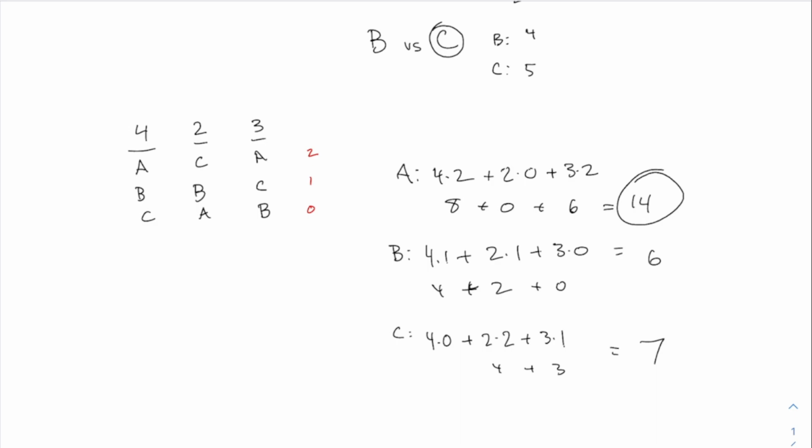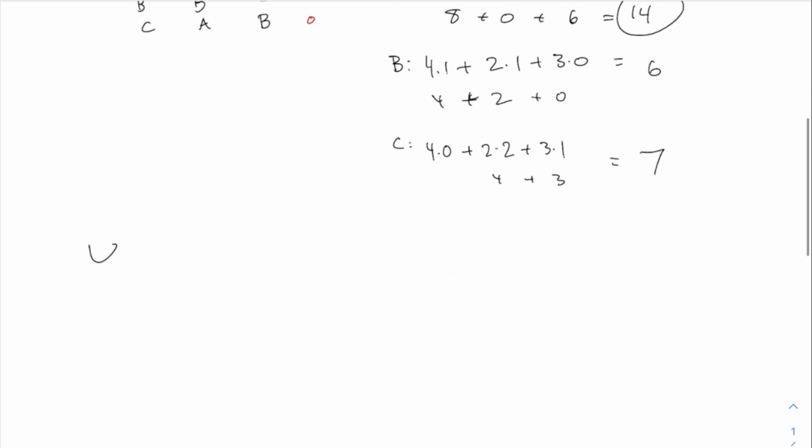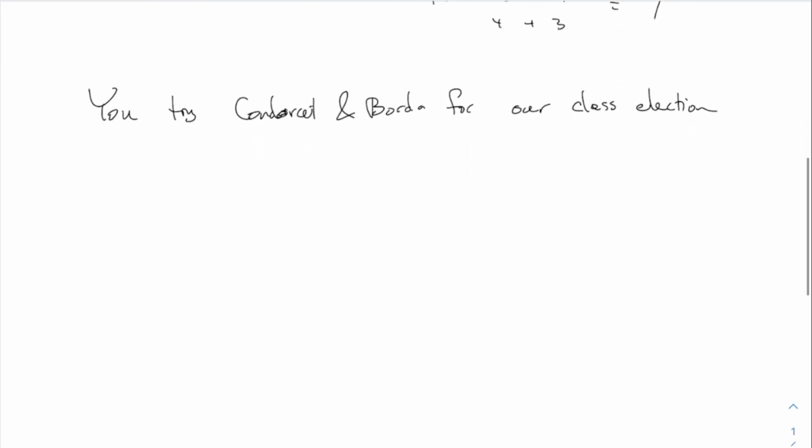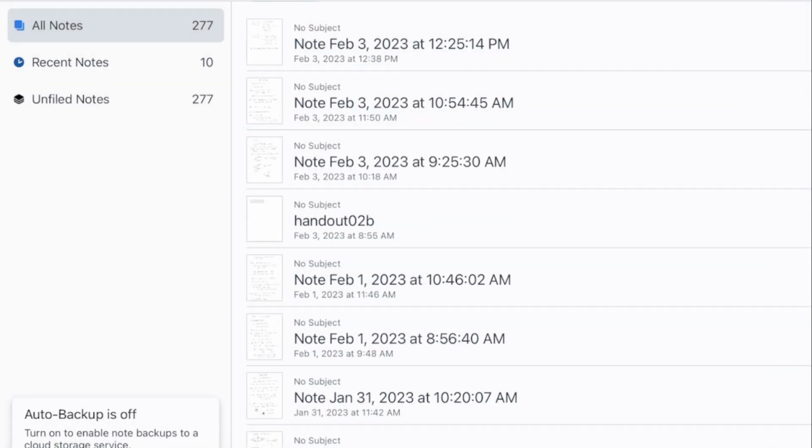All right, I wanted you all to try, and this will be like, if you can do this example, you can do anything, because this is the biggest example that we're ever going to do. So I would like for you to try the Condorcet and the Borda for our class election. Remember that one? I handed this out a few times ago. I don't know if you still have the handout. I'm going to put it up on my screen, just in case you don't have it. That's this thing here. Remember that?